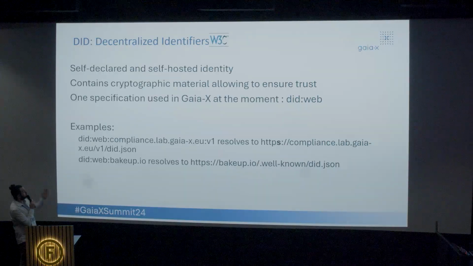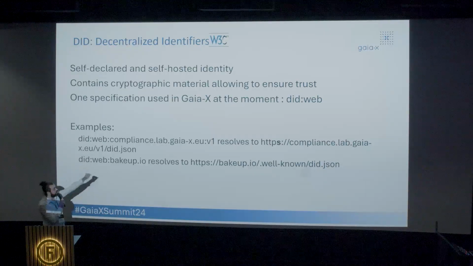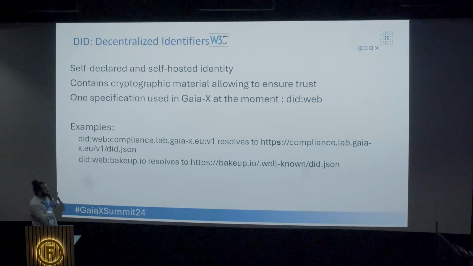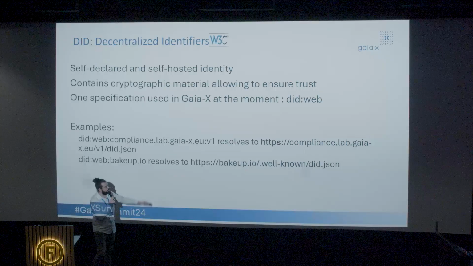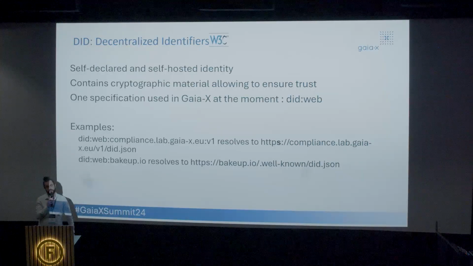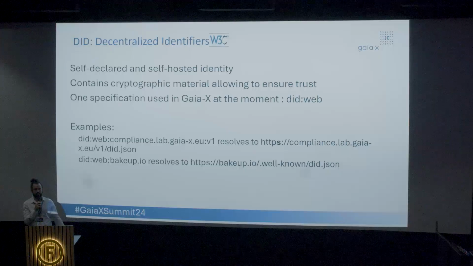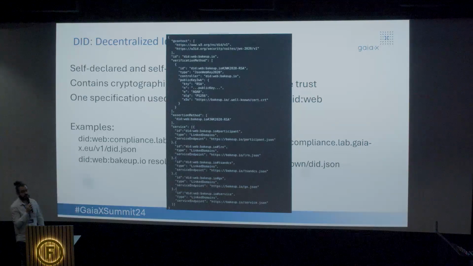I put 2 examples of DIDs. This one is the lab's compliance instance. It just resolves easily to a DID.json. If I'm at the root of my domain, I have this .well-known path that, if you are doing a bit of OIDC or OAuth, you know, and DID.json. And the DID is, you can guess it, some JSON-LD data.